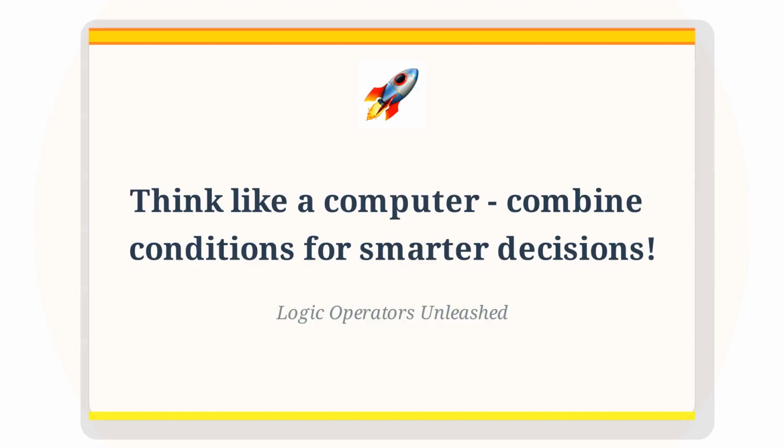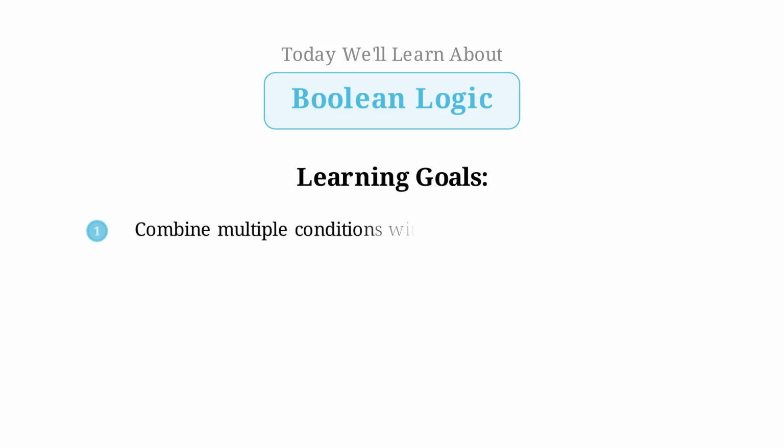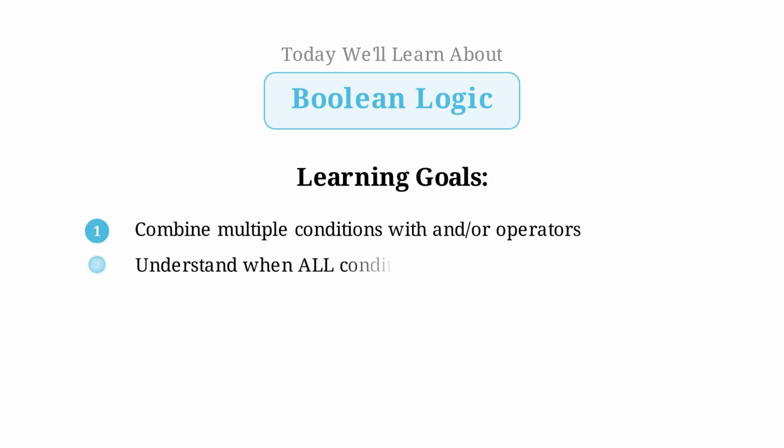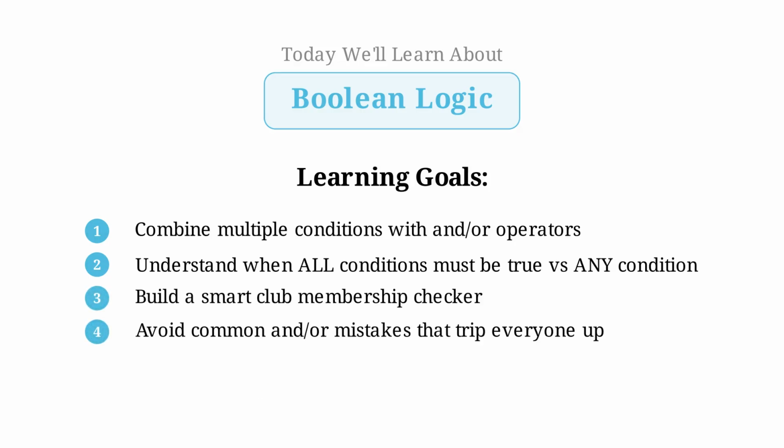Think like a computer. Combine conditions for smarter decisions. Get ready to combine multiple conditions with and or operators. We'll understand exactly when all conditions must be true versus when any condition is enough. Build a Smart Club membership checker that handles multiple requirements and avoid those sneaky and or mistakes that trip everyone up.